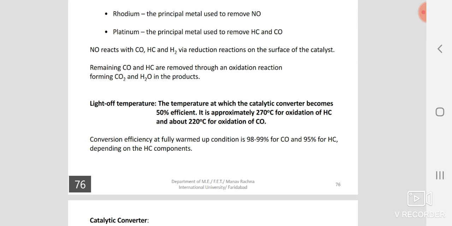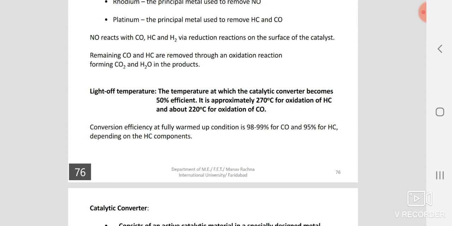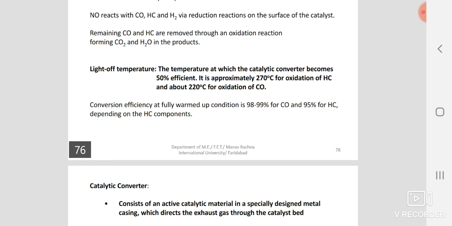Then comes a technical term, light-off temperature, the temperature at which the catalytic converter becomes 50% efficient. It is approximately 270 degrees centigrade for oxidation of HC and about 220 degrees centigrade for oxidation of CO. That means a minimum temperature is to be attained to make these catalytic converters functional. That means as the car moves for a long time, the temperature increases in the exhaust and the better the catalysts function.